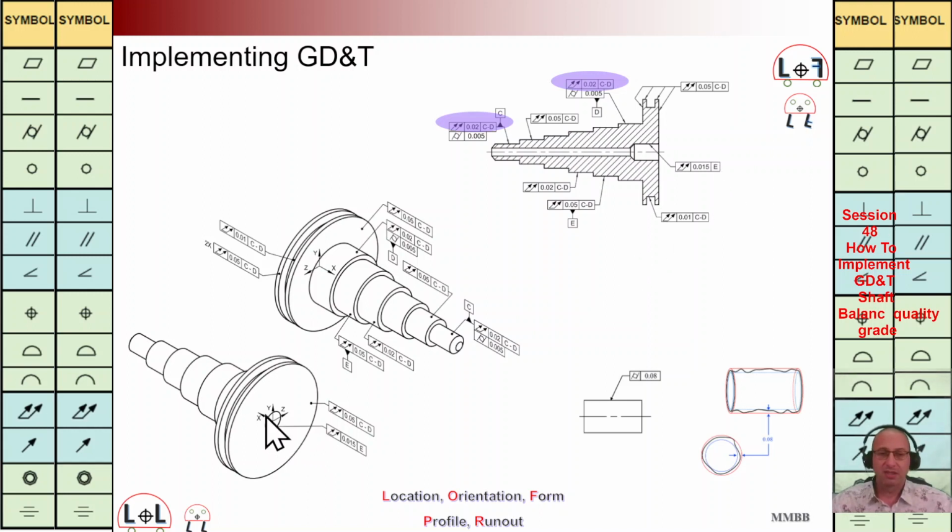However, for this hole here, we have reference D, and D is here. We are going to have this total run out for D with respect to CD axis. Somehow this hole axis is related to E in this example.